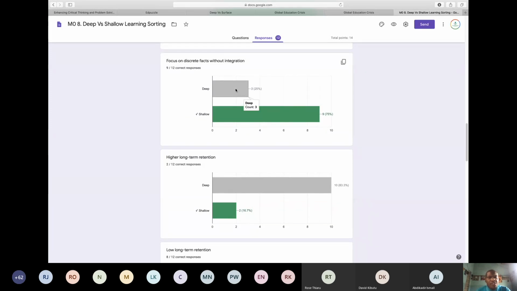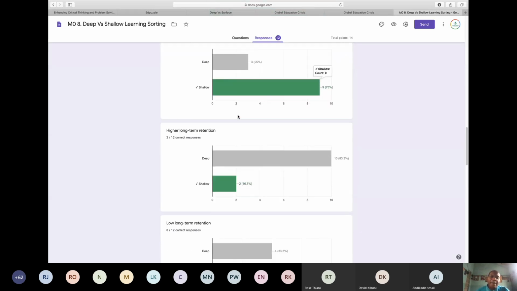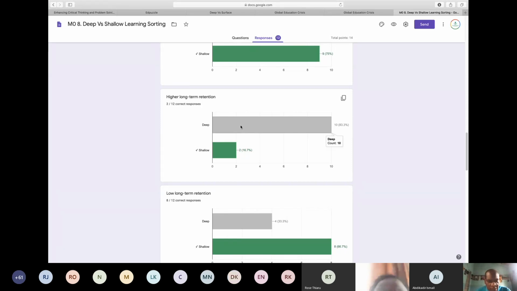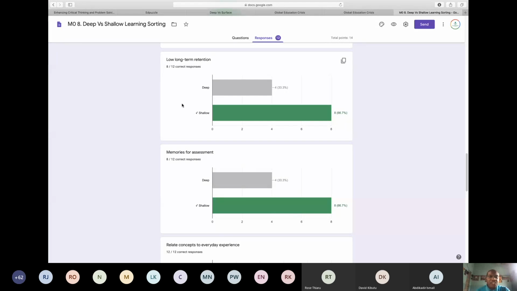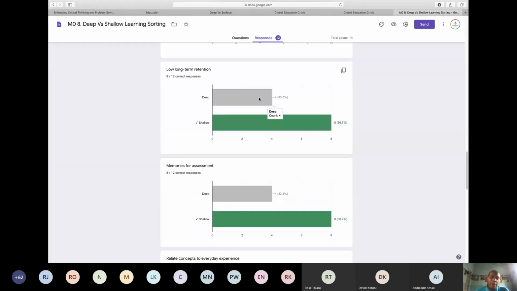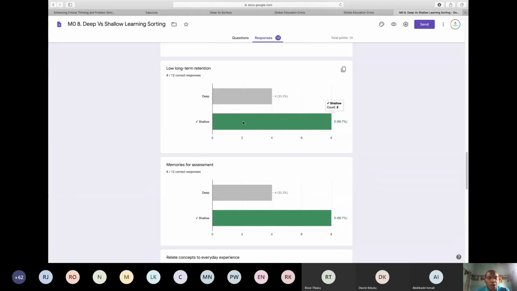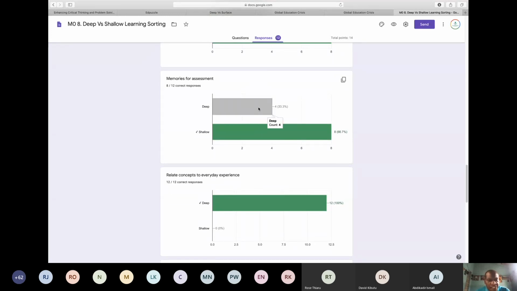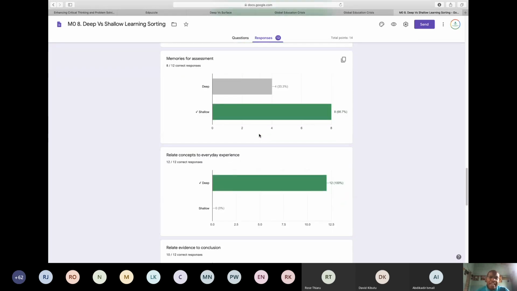3 people thought it was deep, but the correct answer was shallow, which was by 9 people. Higher long-term retention. 10 people thought it is deep, but the correct answer was shallow, which was by 2 people. Long-term retention, we have 4 people who thought it was deep, but the actual answer is shallow, low long-term retention. Memory, memorization, 4 people thought it was deep, but the actual answer was shallow, which was 8 people.